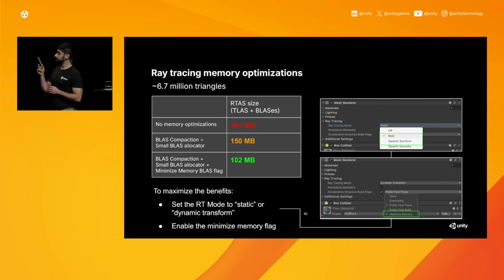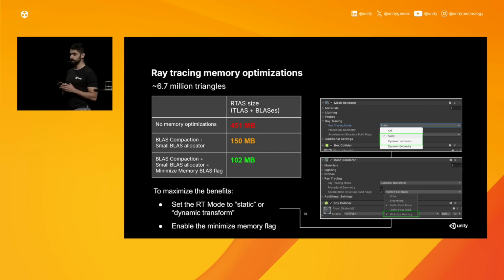And in this case, we tested these optimizations using a somewhat large environment, around 6.7 million triangles. At baseline, we saw around 450 megabytes used for the RTAS. By enabling BLAS compaction and the BLAS allocator, we reduced this down to 150 megabytes, and then further down to only 100 or so megabytes with the minimize memory flag. So it's a pretty large difference.